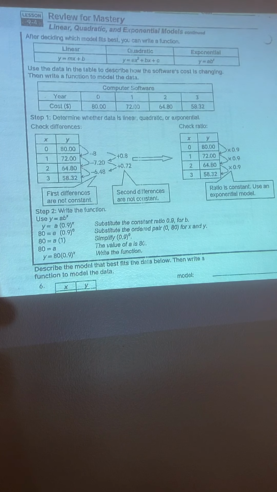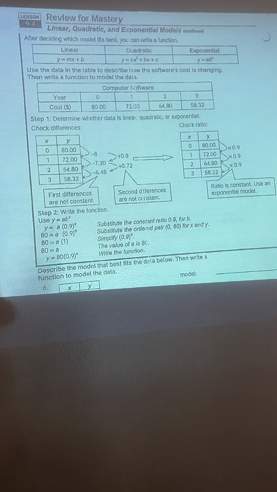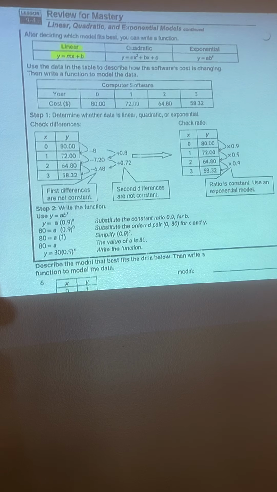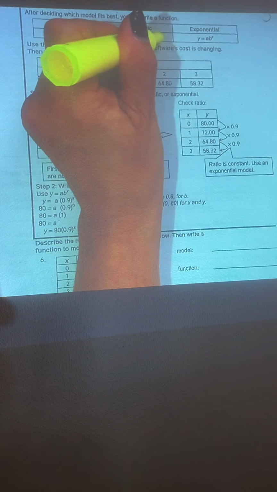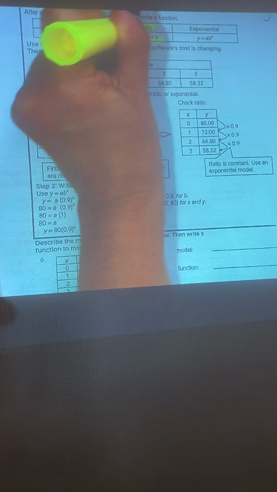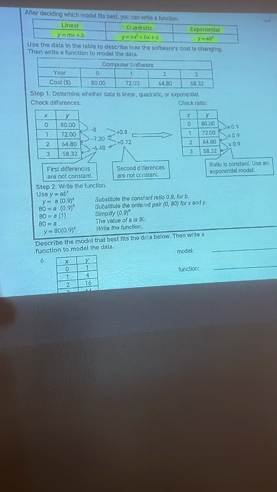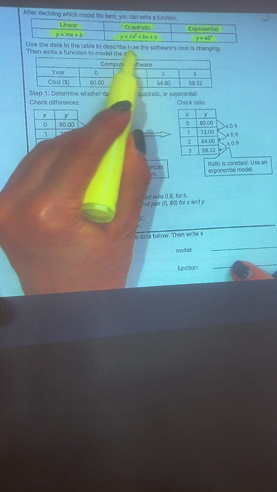Again, talking about the difference between linear, quadratic, and exponential. Linear, y equals mx plus b. Quadratic, standard form, ax squared plus bx plus c. And exponential, y equals ab to the x. Now we're going to learn to write a function to model the data.